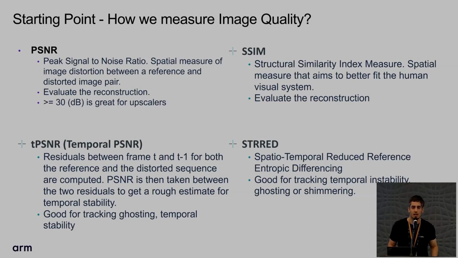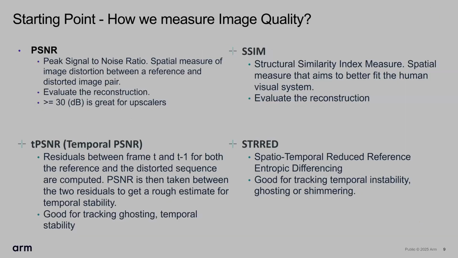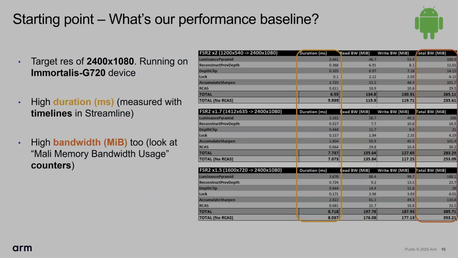So these are well-known metrics used when it comes to evaluating image quality. We have the PSNR, SSIM, TPSNR, which is like a temporal equivalent of PSNR, and the STR red error. And yeah, so you use these metrics for evaluating different concepts from temporal stability or how good of a work your upscaler is doing at getting the job done of upscaling, or shimmering and any other kind of temporal artifacts in general. So hopefully the numbers are not too, okay, yeah. So numbers look good.